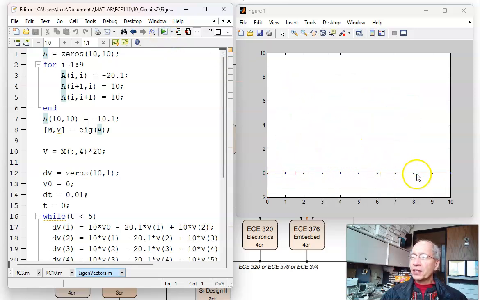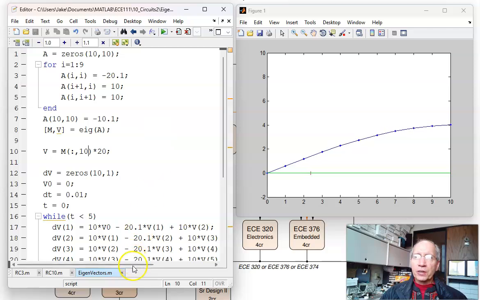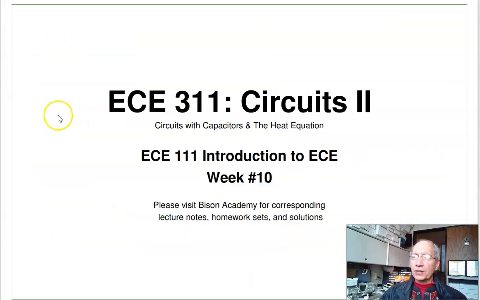So this is a fast eigenvector. Very quickly, the voltages decay to 0. If I start with a slow eigenvector, that would be this guy. The voltages very slowly decay to 0. So that's where we're heading. How do you solve coupled first-order differential equations using Matlab? And what are eigenvalues? What are eigenvectors? So let's get started.